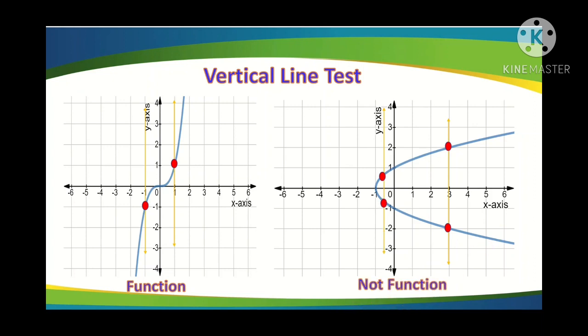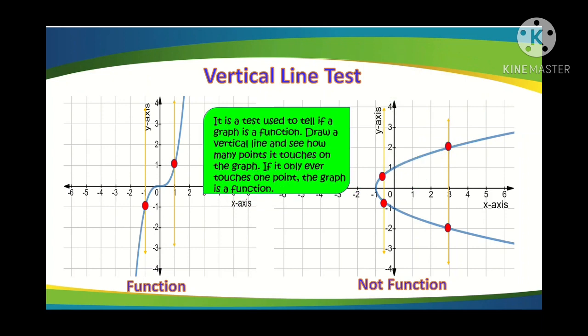So what is the vertical line test? It is a test used to tell if a graph is a function. You will draw the vertical line and see how many points it touches on the graph. If it only ever touches 1 point, the graph is a function.